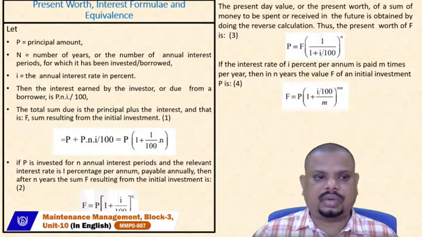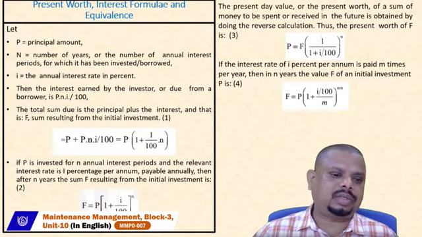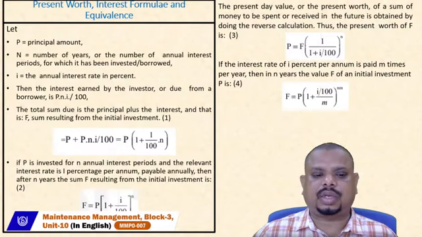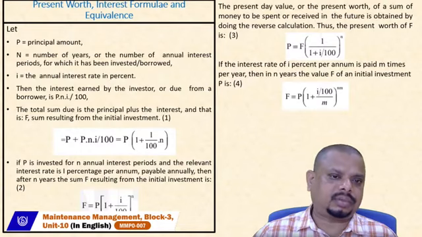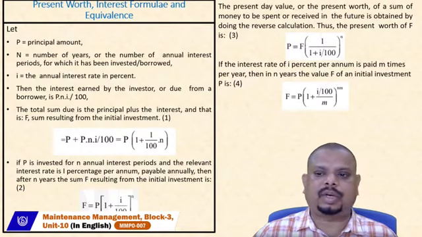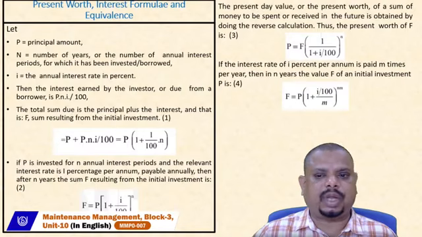So in this way, by the help of equation 1, equation 2, equation 3 and equation 4, you can easily calculate the present worth and the rate of interest which is applicable on the period of time, that is m, and number of years, that is n.